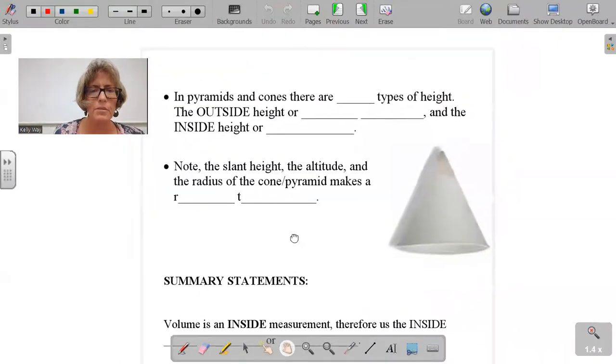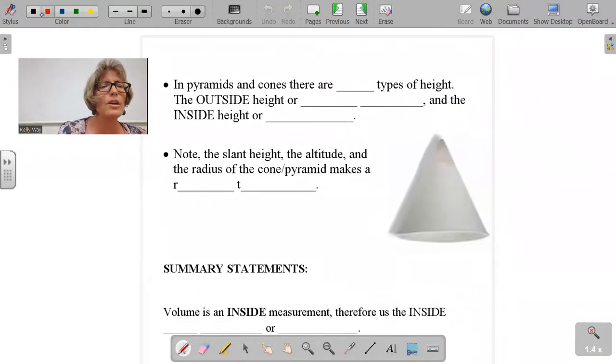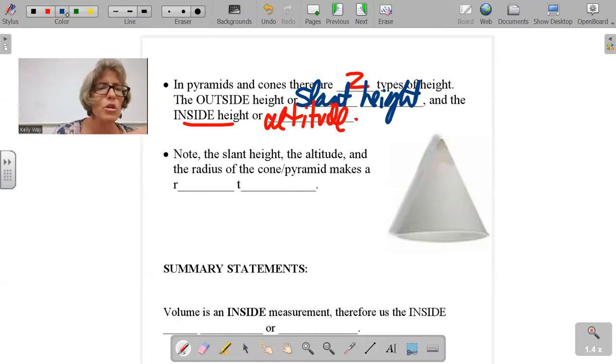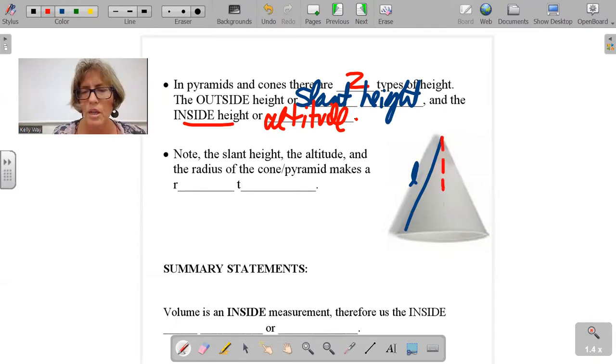Couple things. Pyramids and cones have two types of height. The outside height, also known as the slant height. The inside height, or the altitude. Right here, take a close look. Here is a slant height down the side. Here would be the true height.